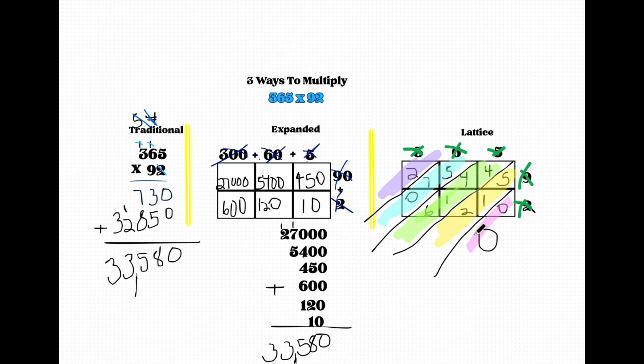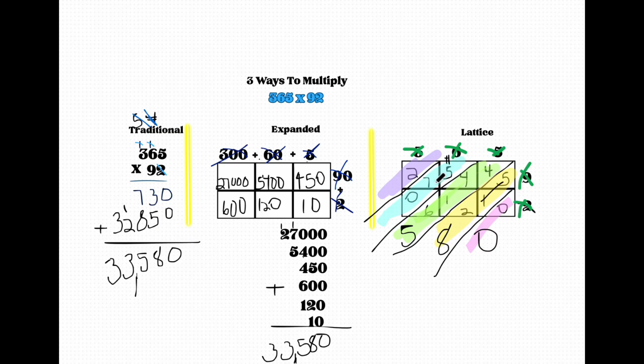So our 1s we have 0, in our 10s we have 5 plus 1 is 6, and then 6 plus 2 is 8. And then our 100s, we have 4 plus 4 is 8. 8 plus 1 is 9. 9 plus 6 is 15. We're going to put our 5, carry the 1 to the blue column.